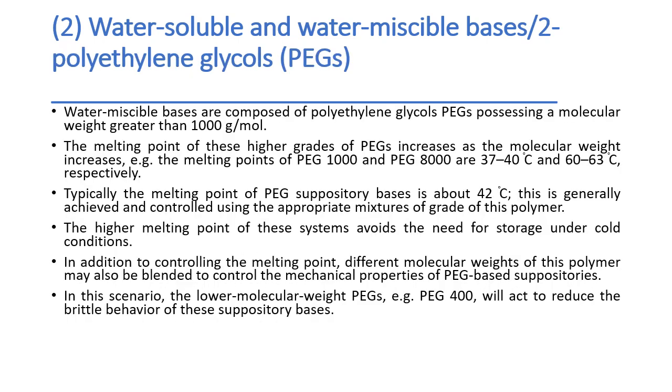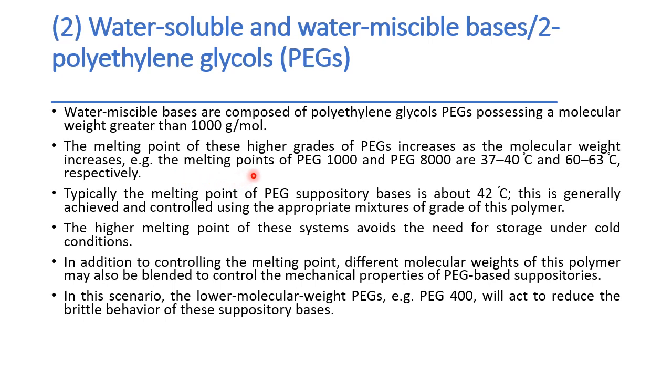The other type of the water-miscible bases is the polyethylene glycols. These are water-miscible bases and are composed of polyethylene glycols with a molecular weight higher than 1000 grams per mole. There are a number of higher grades of polyethylene glycols. As the molecular weight increases for these bases, then the melting point of these bases increases as well.